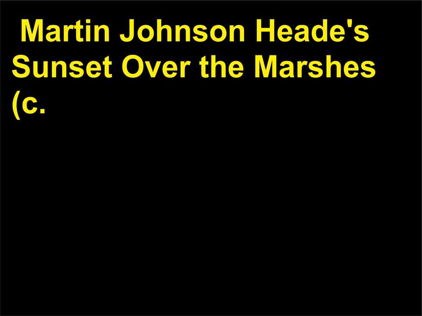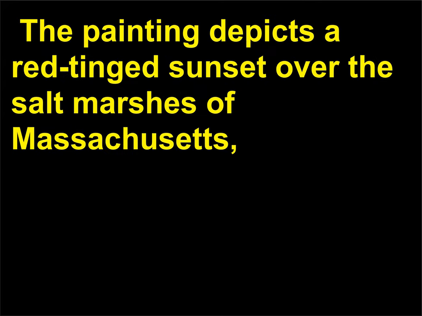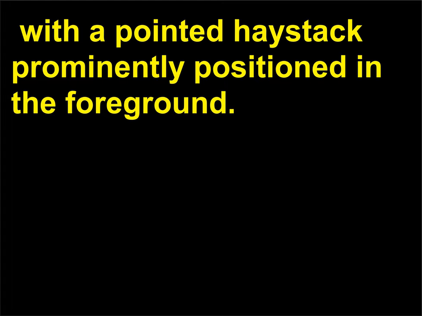Martin Johnson Heade's Sunset Over the Marshes, c. 1890-1904, is another example of American Luminism. The painting depicts a red-tinged sunset over the salt marshes of Massachusetts, with a pointed haystack prominently positioned in the foreground.